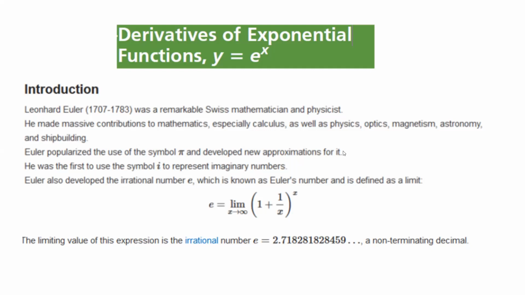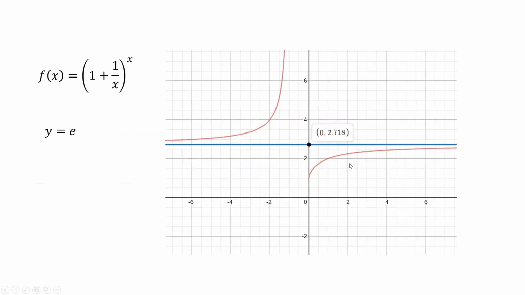So just like pi, it's a non-terminating decimal, an irrational number. It doesn't have any pattern to it. So what does the graph look like? Here's what the graph looks like. If I were to graph (1 + 1/x)^x, it looks like this function. As you can see, it approaches asymptotically, as you go to minus infinity and as you go to positive infinity, this value of 2.71828. And that's what e is.